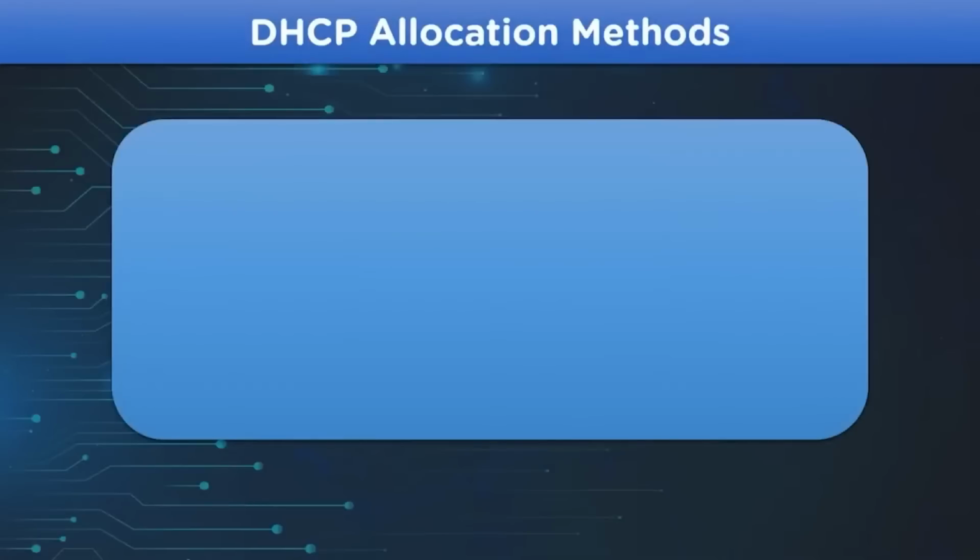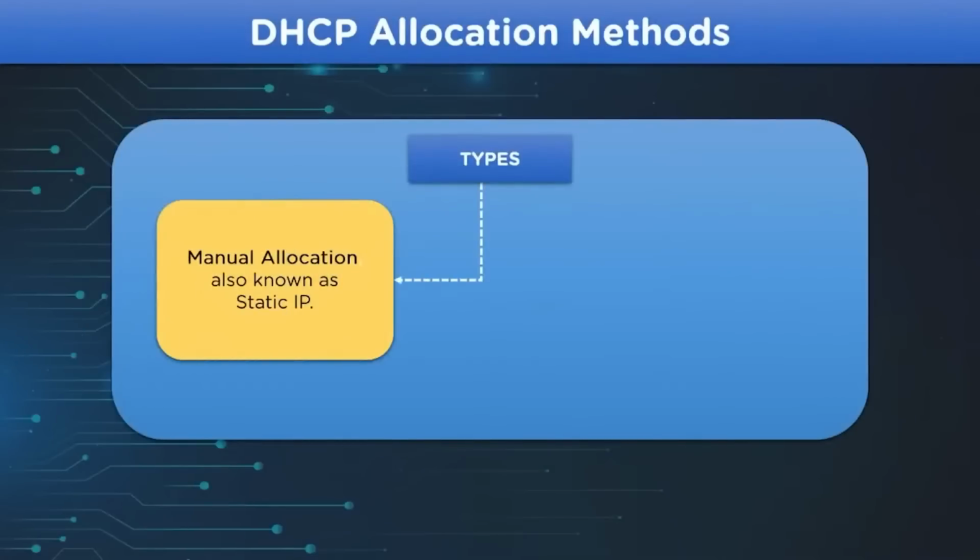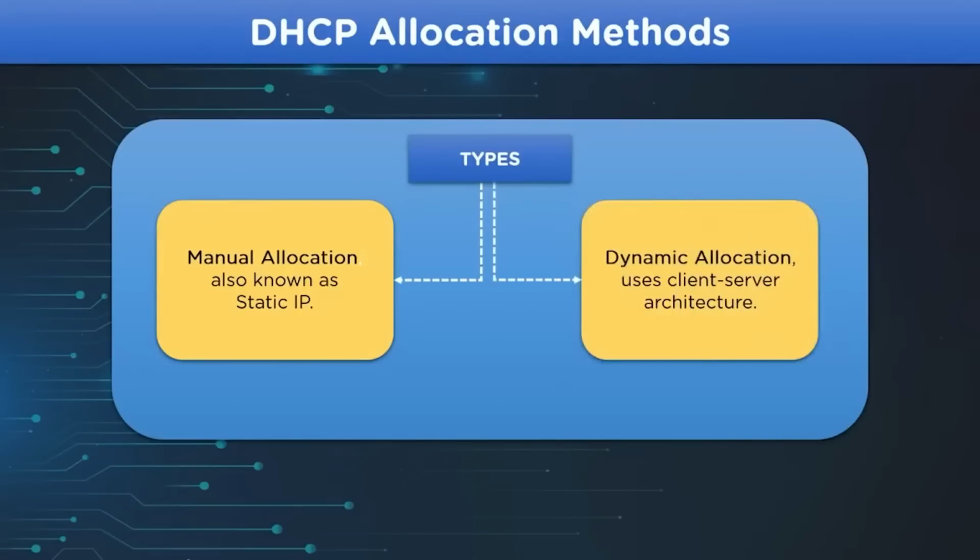The allocation method of DHCP is divided into two types. The first type is the manual allocation, which, as the name suggests, is the assigning of IP address to the system manually by the user. The second method is dynamic allocation, which uses a client-server architecture to assign an IP address to the system.